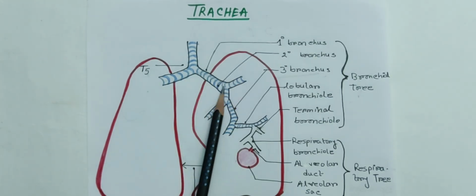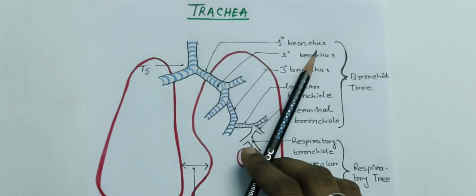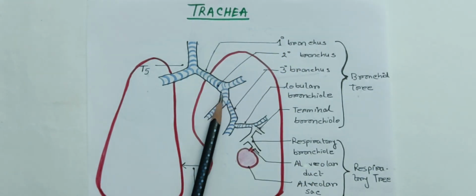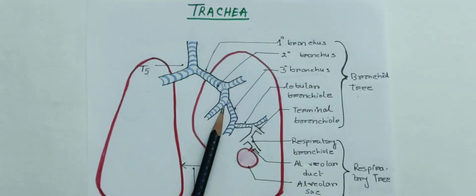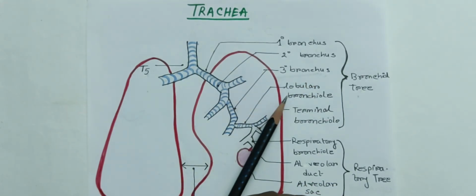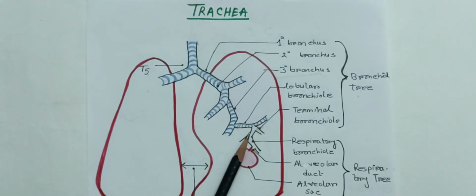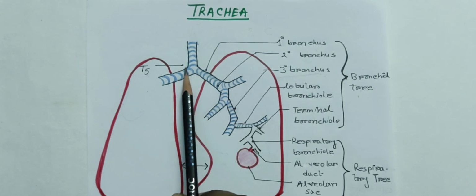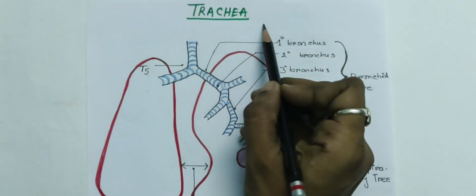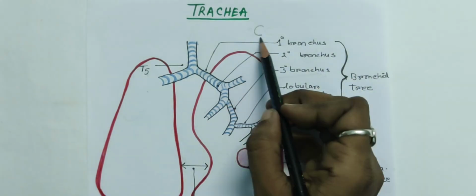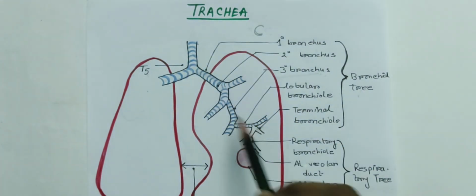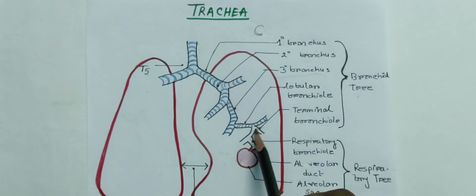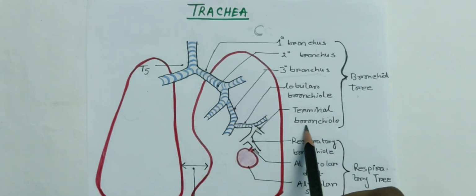Now this branch further bifurcates into 2. The first branch is called the primary bronchus, the second branch is called the secondary bronchus, and then it is further divided into 2 branches. Then this branch is called the tertiary bronchus, the 3-degree bronchus. Then it is further divided into other branches, the lobular bronchiole and terminal bronchiole. Look at the picture very carefully. The C-shaped cartilage, the blue stripes, is a C-shape, that means an incomplete circle. It is present throughout the length of the trachea up to the terminal bronchiole, because after the terminal bronchiole there is no C-shaped cartilage.